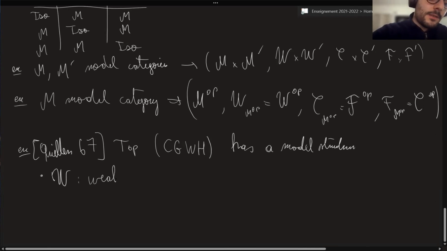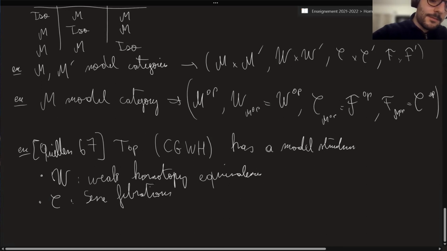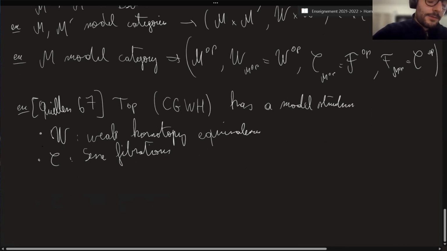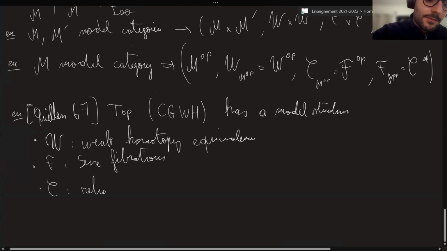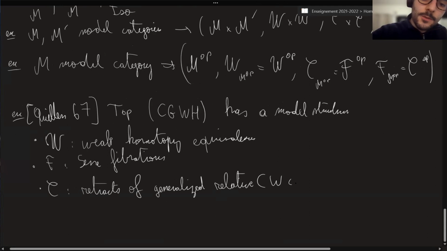So W are weak homotopy equivalences. F are Serre fibrations, of course. And C, so I haven't said it yet, but we can actually get away with only defining two out of the three. But I can tell you right now what it is. These are retracts of generalized relative CW complexes.